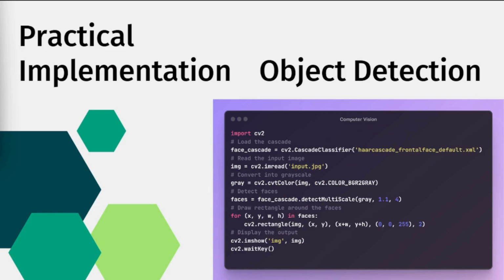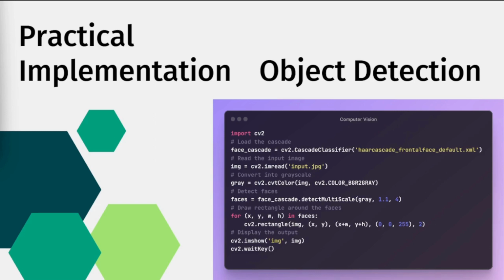Here is the code. So we need to import cv2, then we need to load the cascade, haarcascade_frontalface_default.xml. Then we need to read the input image, here input.jpg. For example, convert the image into grayscale. For that we need to use cv2.cvtColor, and in that cv2.COLOR_BGR2GRAY. So this is the BGR image, and we need to convert it into a grayscale image.